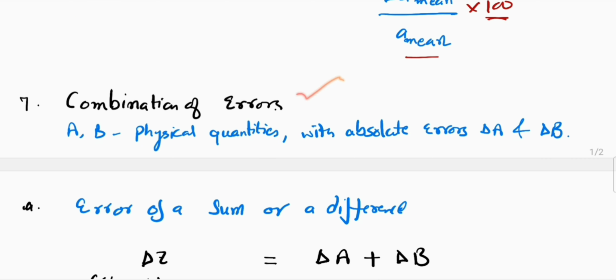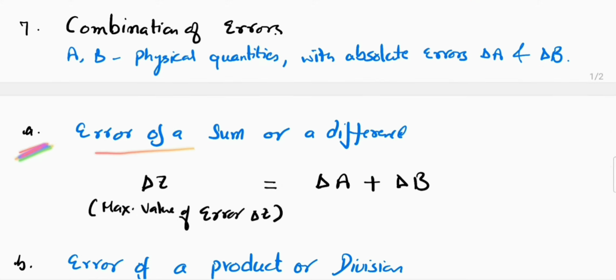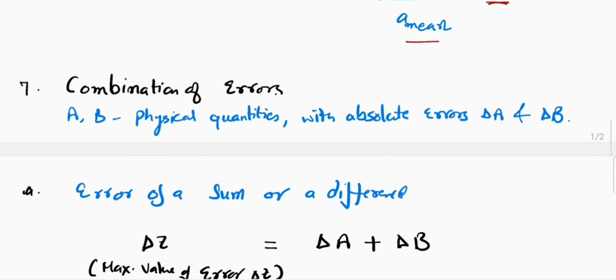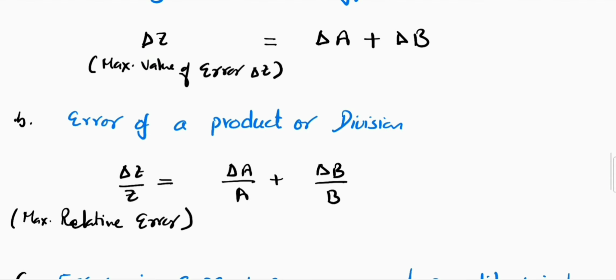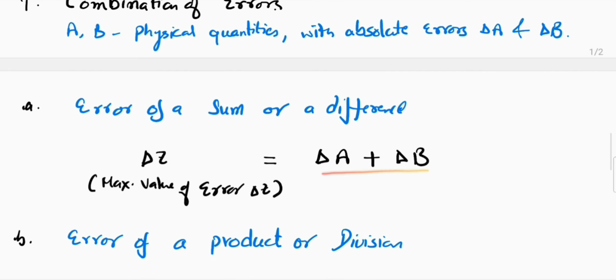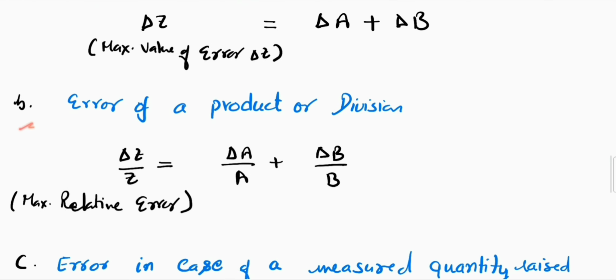Next we have combination of errors. If A and B are two physical quantities with absolute errors delta A and delta B, then for the error of a sum or a difference, the absolute error delta Z, where Z is equal to A plus B, is equal to delta A plus delta B. Similarly, this is for sum and difference. Now we have the error of product or division. Here we take the relative error. So delta Z divided by Z is equal to delta A divided by A plus delta B divided by B.